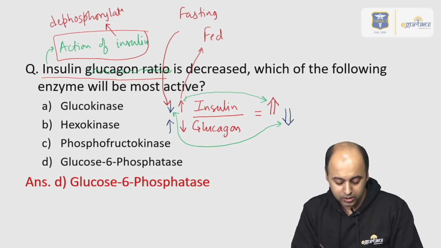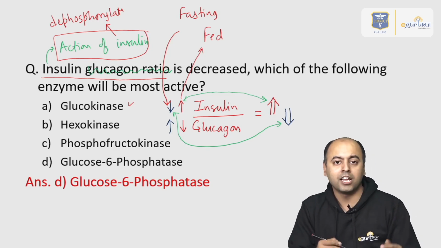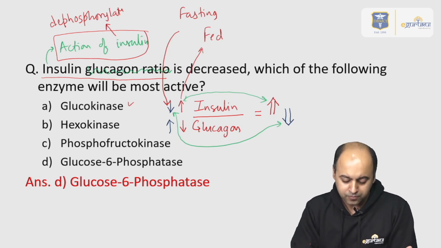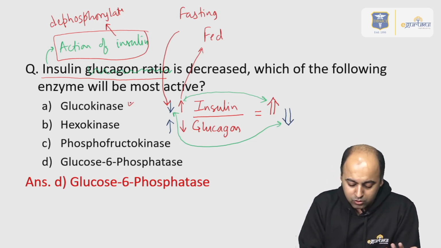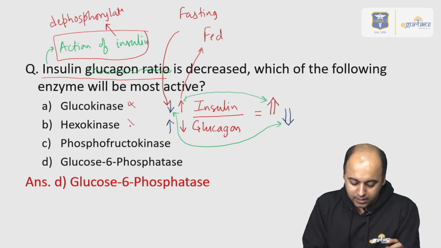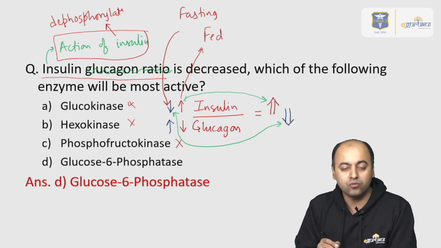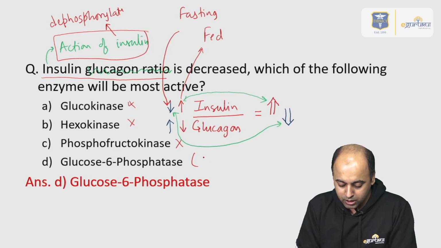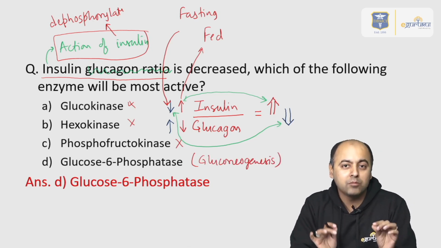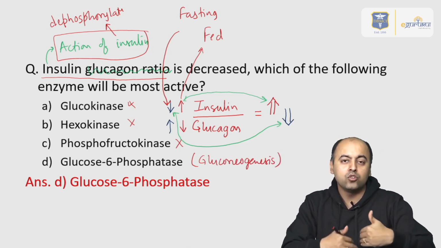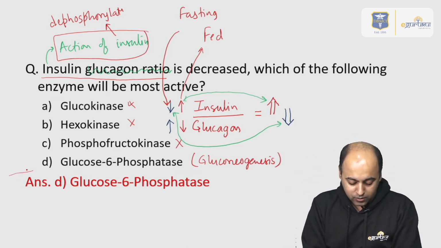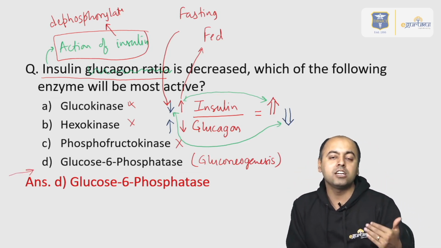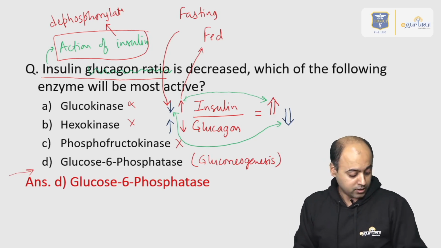Glucokinase, part of the glycolysis or the glycogen synthesis, which is normally activated by insulin, so will be decreased. Hexokinase, again same, decreased. Phosphofructokinase, again for glycolysis, it will be decreased. Glucose 6 phosphatase belongs to the gluconeogenesis, and we said new fuel formation is inhibited by insulin. If there is less insulin, new fuel formation will increase, and that is why the glucose 6 phosphatase will be activated when insulin glucagon ratio is less.